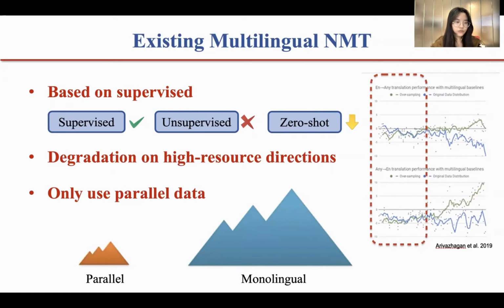Secondly, the performance of multilingual machine translation in high-resource directions is worse than traditional machine translation. If we use a model that contains many languages for translation, the performance will be worse than a single model trained on only 2 languages. Third, the current multilingual model merely uses parallel data for training, but the amount of parallel data is far less than the monolingual corpus.